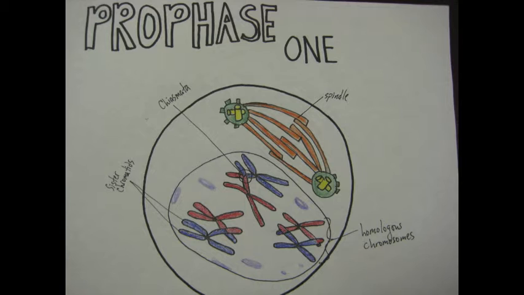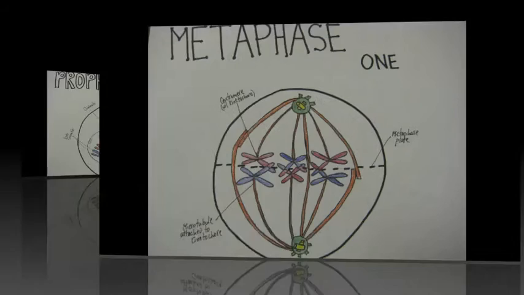Synapsis occurs during prophase 1. Homologous chromosomes pair over their entire lengths except the centromere, forming tetrads. Crossing over may occur. Locations of crossing over are called chiasmata.